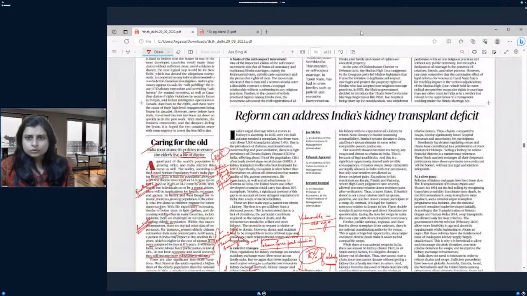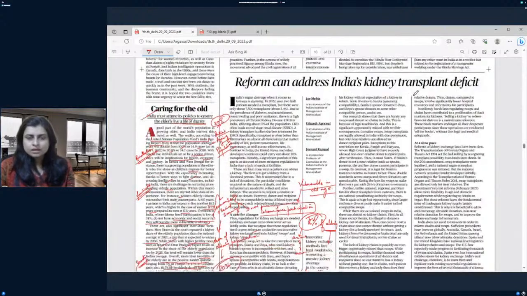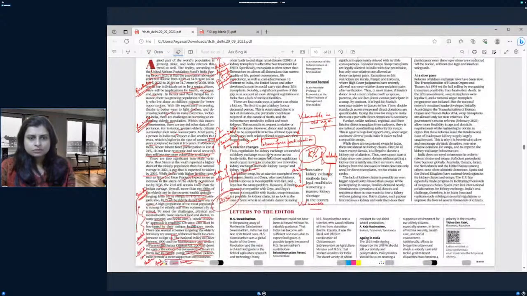Now let's move on to the next news. The next news is regarding how reforms can address India's kidney transplant deficit. So let's talk about this.